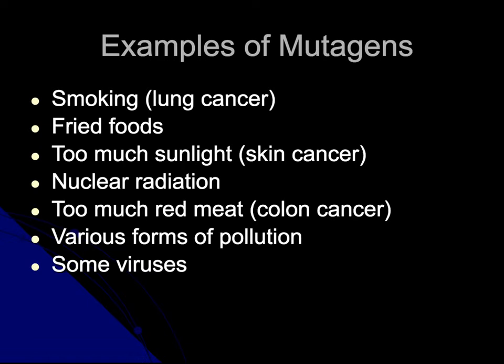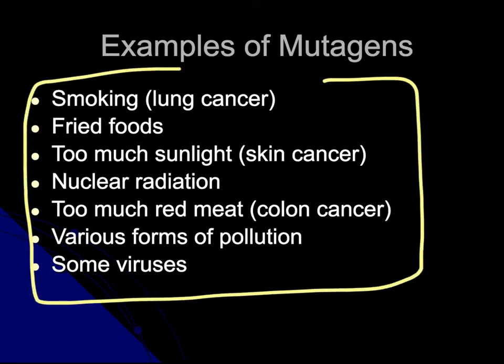Now, this is all kind of bad news, right? But there's some good news too. There's things you could do to prevent mutations as well. There are things you could do to protect your DNA. And one way to think about it is, well, avoid all of these things. Doesn't mean that you can't eat fried foods ever, but avoid it. Don't eat too much of it. And don't stay out of the sun all the time. Just limit your exposure to the sun.